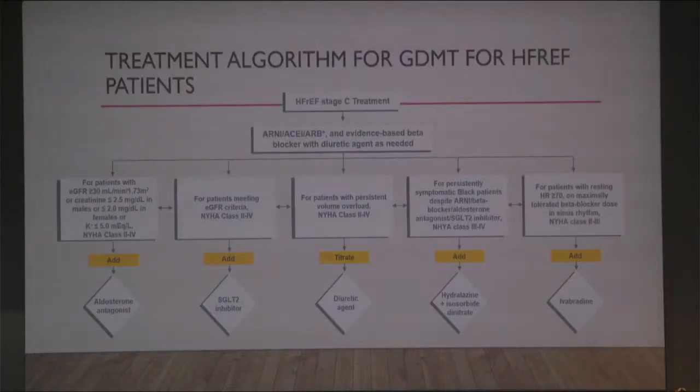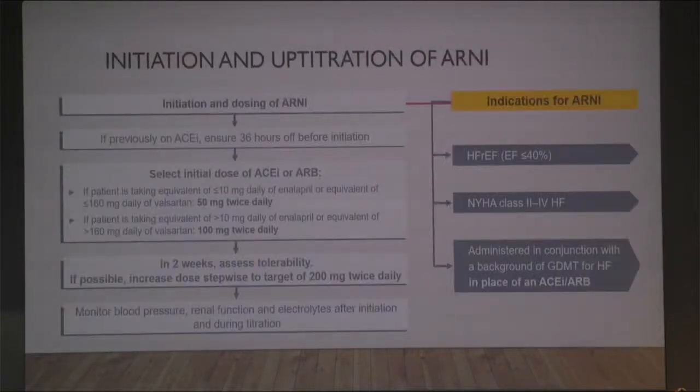So in a treatment algorithm, if you combine both of them, you would see that for a patient with stage C HFrEF, you start with RAS inhibitors, beta blocker, diuretic as needed, and then probably you can add on MRAs, SGLT2 inhibitors. You can up-titrate or down-titrate the dose of diuretics, and you can add hydralazine, ISDN and ivabradine as and when the patient is indicated or it is fruitful.